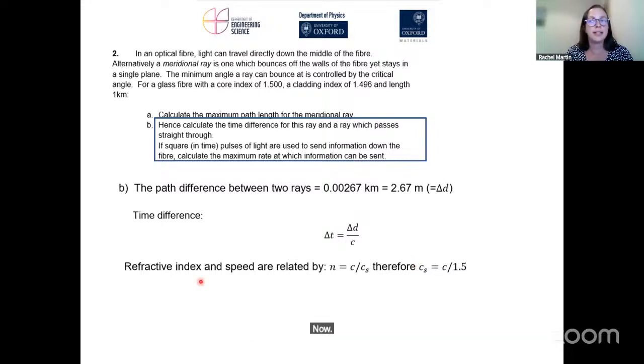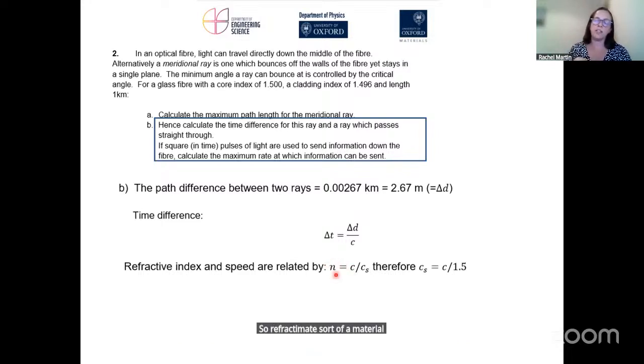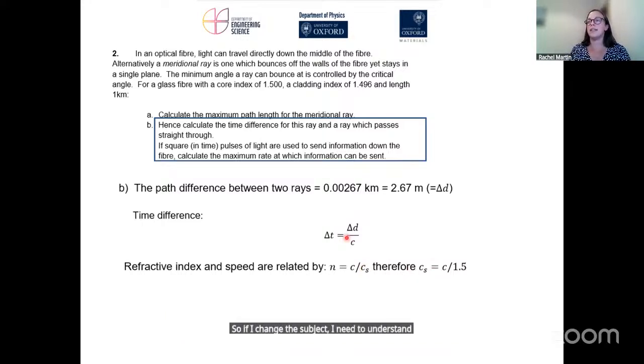Now, refractive index and speed are related. Another equation to learn: the refractive index of a material, which I mentioned earlier, can be derived from how much the speed of light gets slowed down in that material. So the speed of light in air would be c, and then the speed of light in the material, I've used c subscript s. It's just a ratio which demonstrates how much the light is being slowed down. So if I change the subject, I need to understand what the speed of light is in the material.